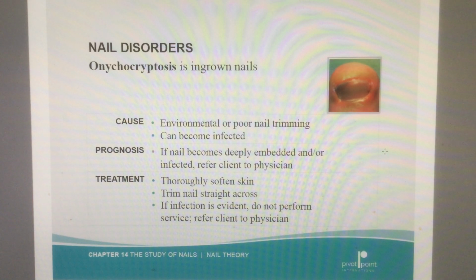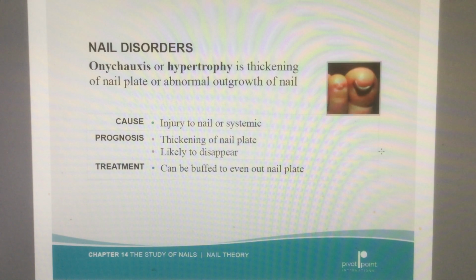So then at that point, the skin breaks. And remember, where does bacteria like to go? Dirty, dark, warm places, moist places, and it's perfect for it to grow if it's in shoes. The prognosis, if the nail becomes deeply embedded and or infected, refer the client to a physician. And as far as the treatment, thoroughly soften the skin, trim nails straight across. If infection is evident, do not perform the service and refer the client to a physician.